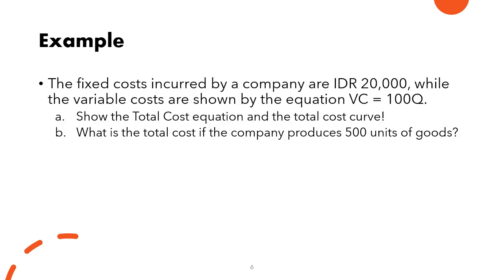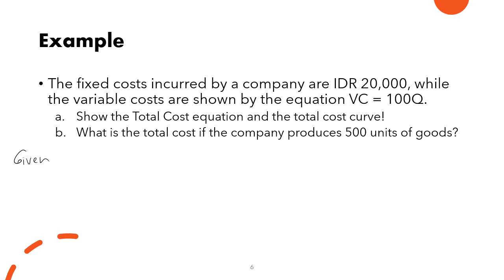Now let's do another example here. The fixed costs incurred by a company are IDR 20,000, while the variable costs are shown by the equation VC = 100Q. Show the total cost equation and the total cost curve. What is the total cost if the company produces 500 units of goods? So this is the expansion on how the problem will be given.